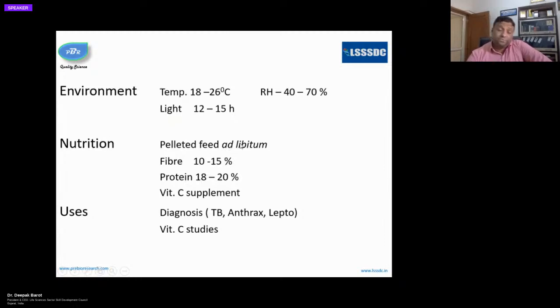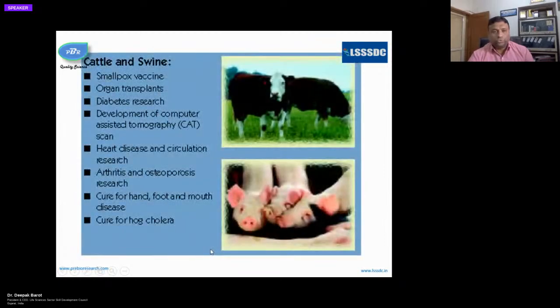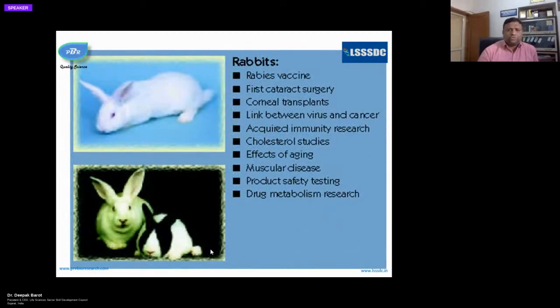Okay, pelleted feed is given to them. Their diet should be composed in such a way that you have 10 to 15% of fiber, 18 to 20% of protein, and vitamin C supplement. Okay, uses: diagnosis of TB, anthrax and leptospirosis, and for vitamin C studies also they are used. Other species like cattle and swine suffer from smallpox. Organ transplants, they can be used in diabetic research and arthritis, osteoporosis. So there are so many areas.